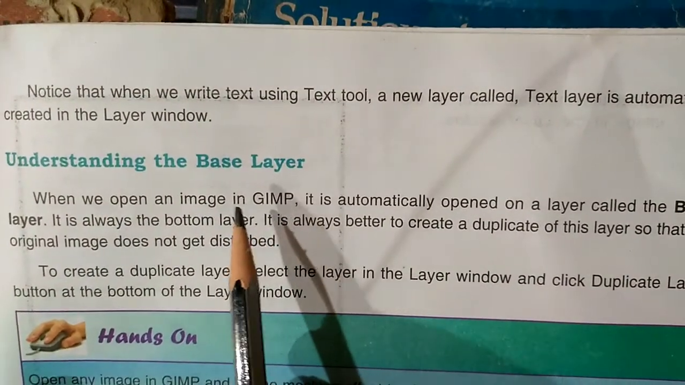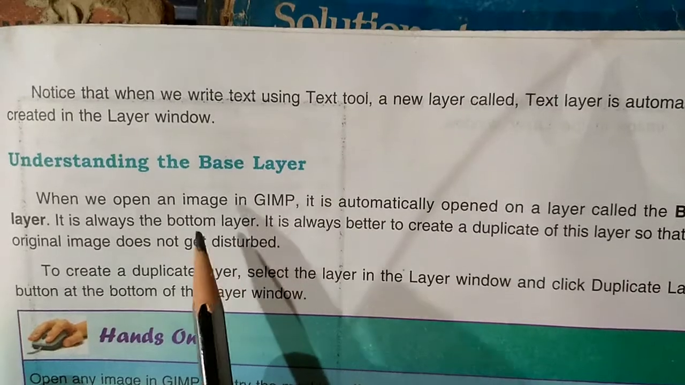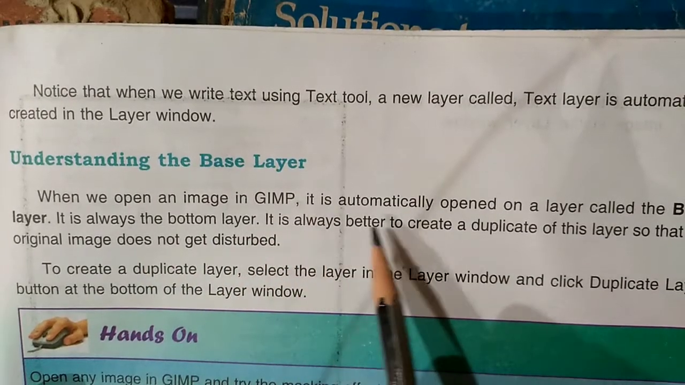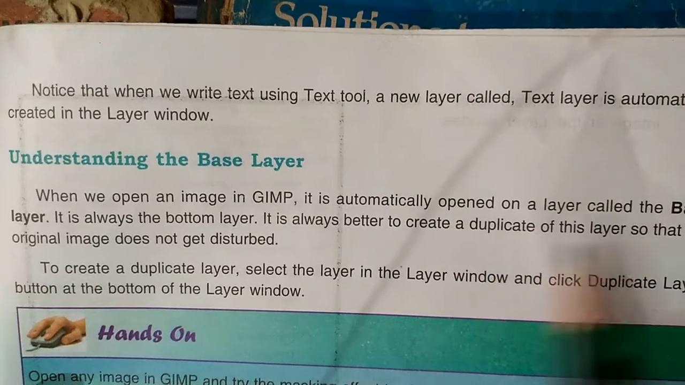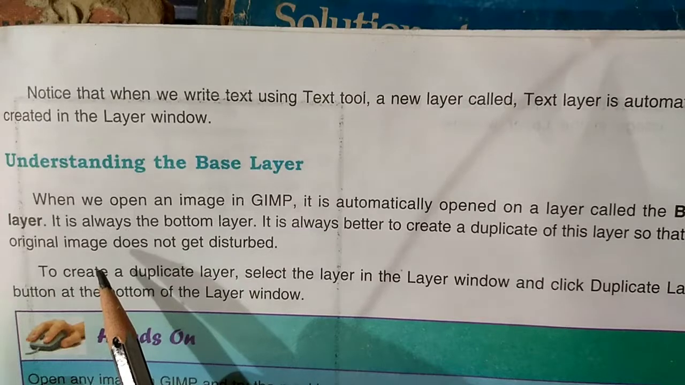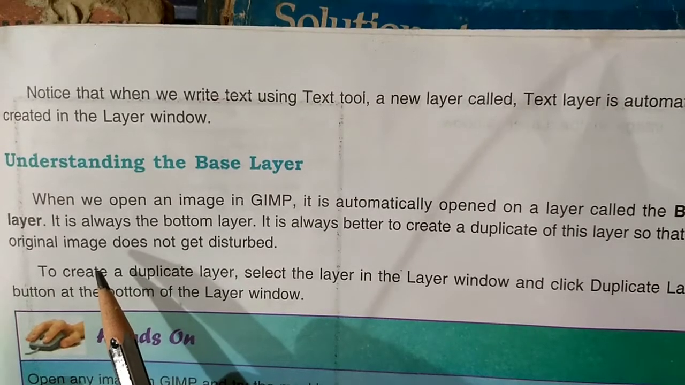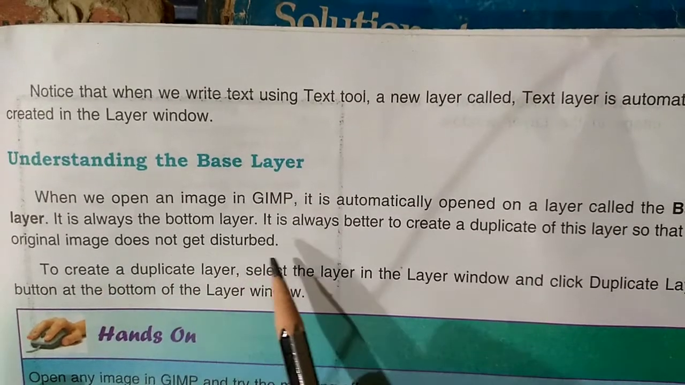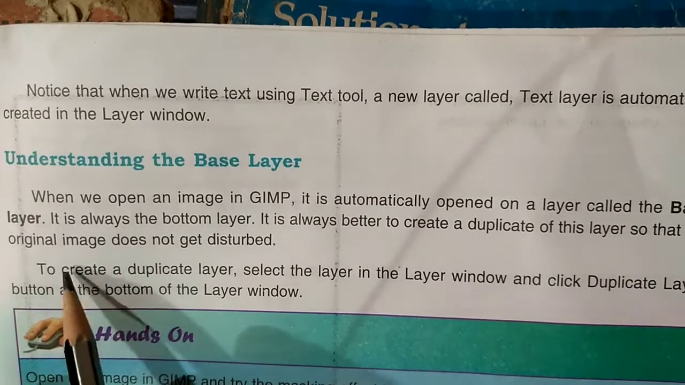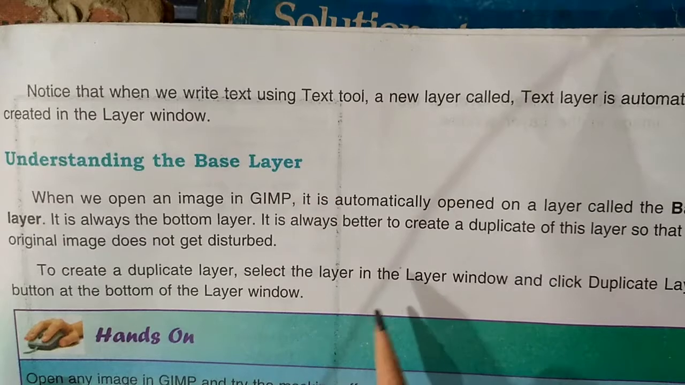Understanding the base layer. What is the base layer? When we open an image in GIMP, it is automatically opened on a layer called the base layer. It is always the bottom layer. It is always better to create a duplicate of this layer so that the original image does not get disturbed.